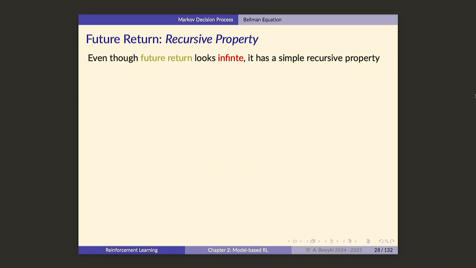Let's start with the Bellman equation. The key observation that we already have seen, and talked about before, is the recursive property you see in the future return. So what is the point here?